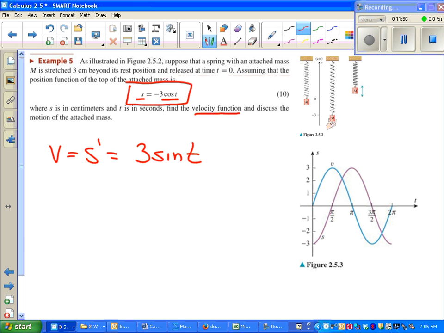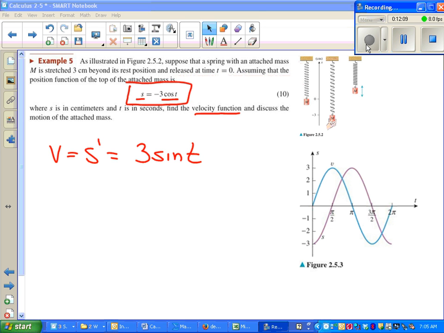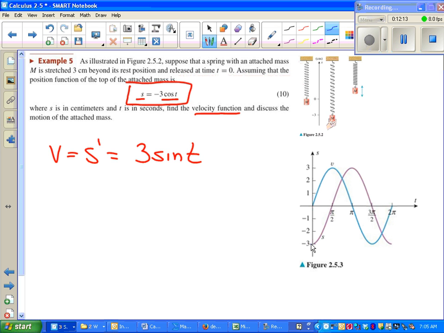And it's asking us for the velocity at t equals 0. No, it's not asking us what the velocity is at t equals 0. It's just asking us to discuss what's going on. So if we look at the graph of the original function, which was s, that tells us the position at various times. So for instance, we start down at position -3 and eventually work our way up to +3, and then we loop back down and we keep going back and forth forever.